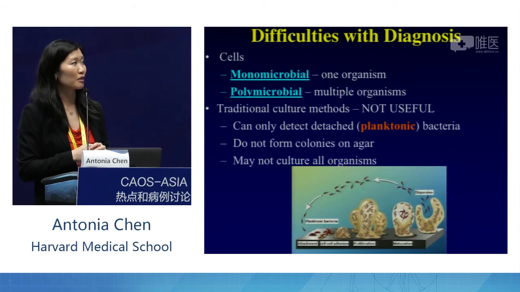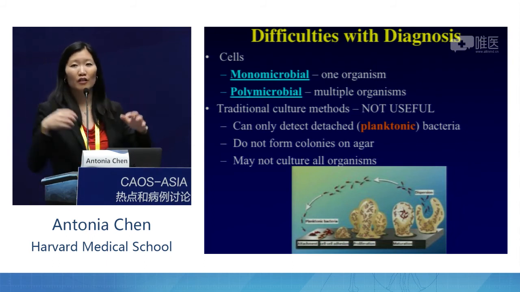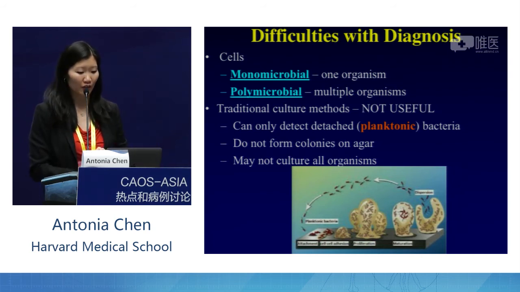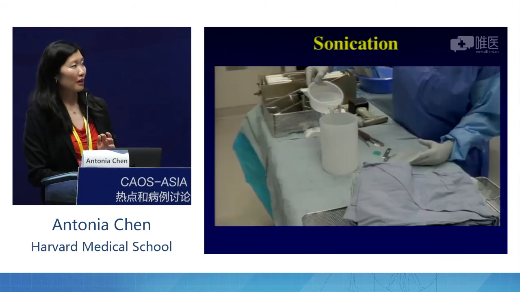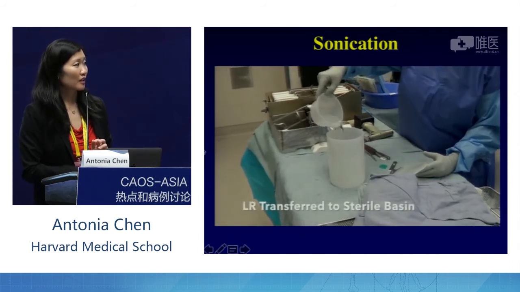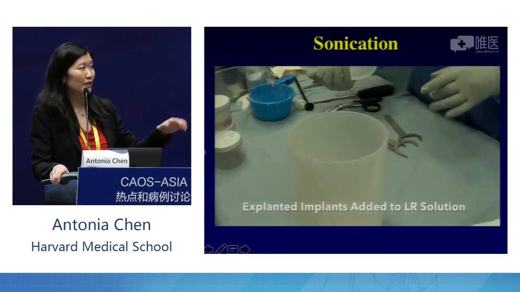The traditional culture methods are not useful. When you culture bacteria, all you do is get the free-floating ones. You don't get the ones that are stuck in the biofilm itself. So how do we get the biofilm out? A process called sonication. So in sonication, you take LR, some people use saline, and they transfer it to a basin.